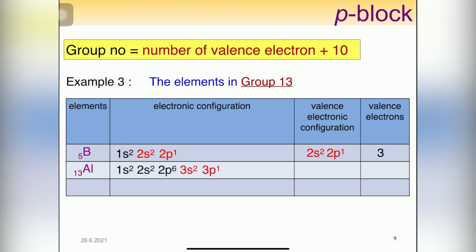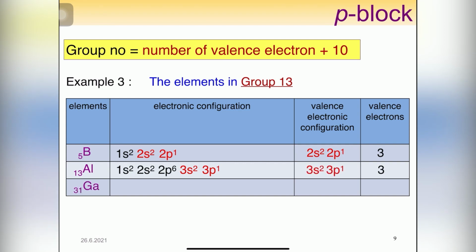Aluminium. This is the electronic configuration for aluminium. The highest n is 3. So at n equal to 3, there are orbital 3s and 3p. The electrons occupying orbital 3s is 2, while in 3p it is 1, and the total electrons in these 2 orbitals is 3. So the valence electrons are 3, and the electronic configuration for the valence electrons is 3s2, 3p1.